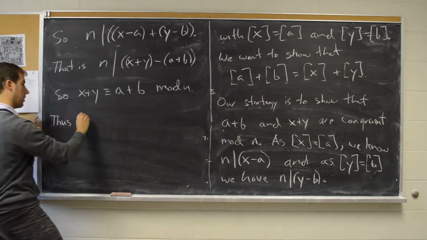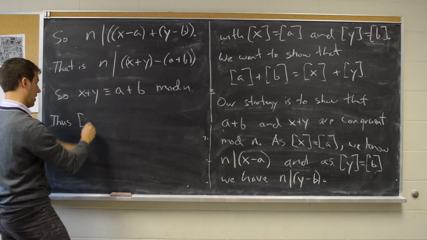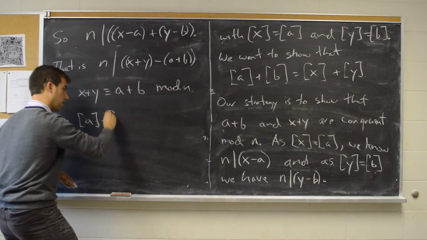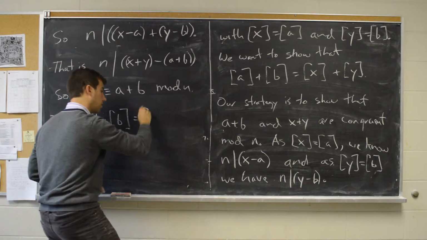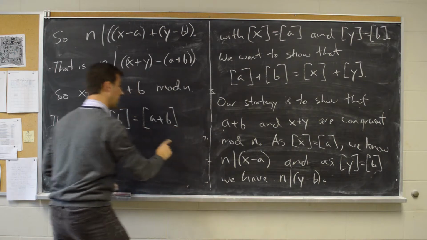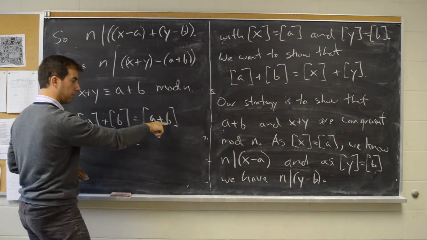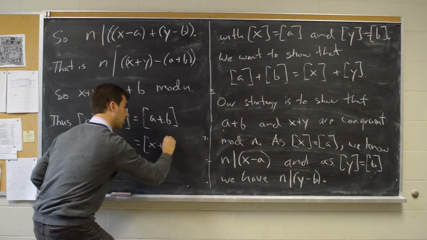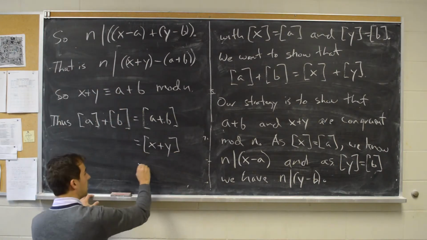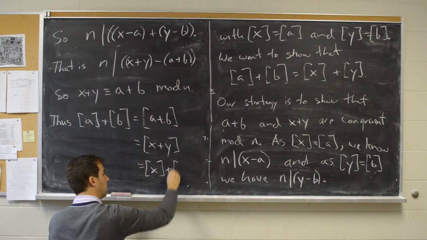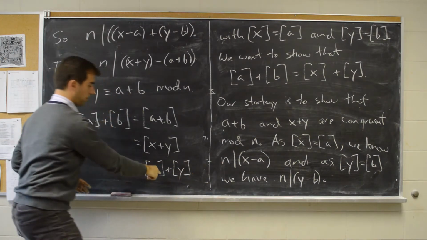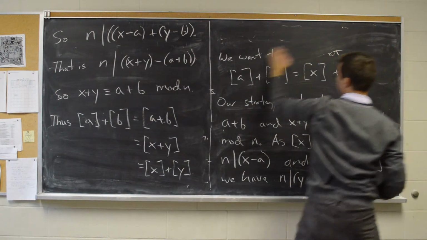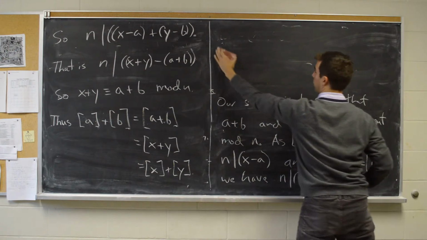So we can conclude by saying, if we wanted to add the congruence class of a and b, to do that, we just have to add a and b and take the congruence class. However, a plus b is congruent to x plus y, so this is the same thing as the congruence class of x plus y. And finally, that's our definition for x plus y. So what we're saying is that addition does not depend on the choice of representatives.